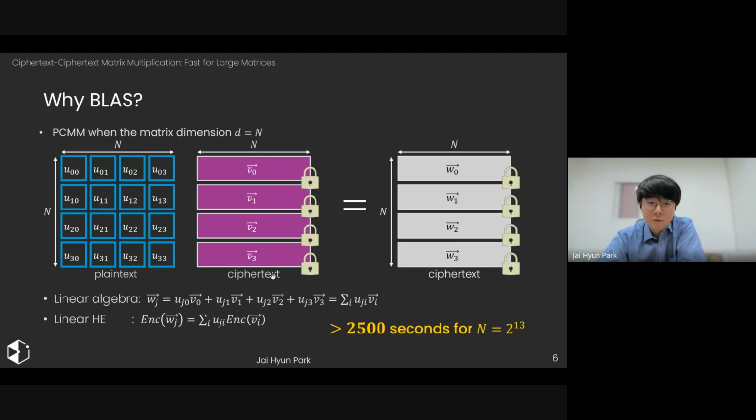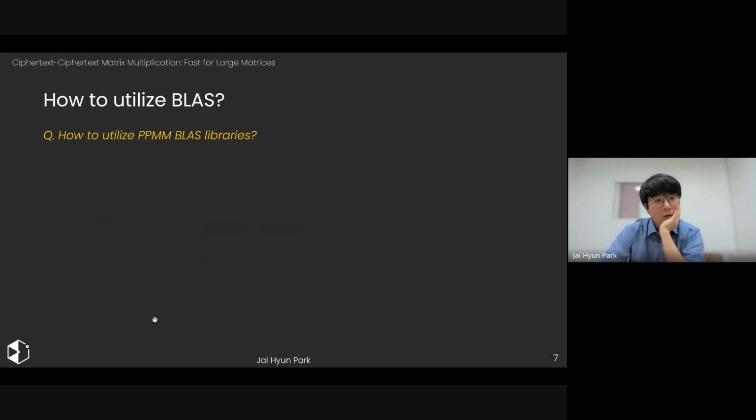But in reality, on my machine with my naive implementation, this PCMM implementation without any rotation takes more than 2,000 seconds for dimension 8,000 by 8,000. So even though there is no key switching at all, as we don't use a BLAS library, the latency was not that good. That means we definitely want to use BLAS libraries for PCMM or CCMM as well to make it practical. Okay, then how can we use BLAS libraries for PCMM or CCMM?